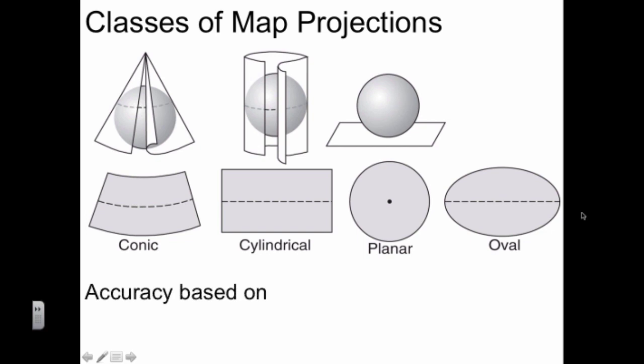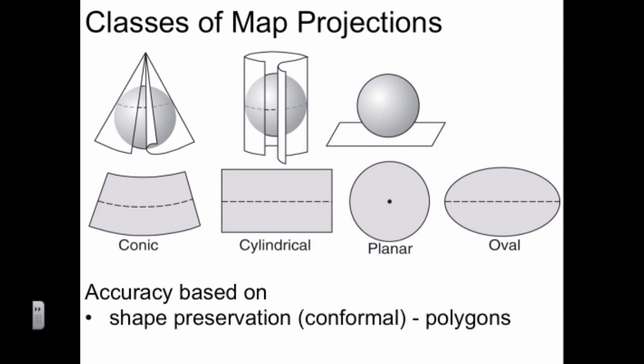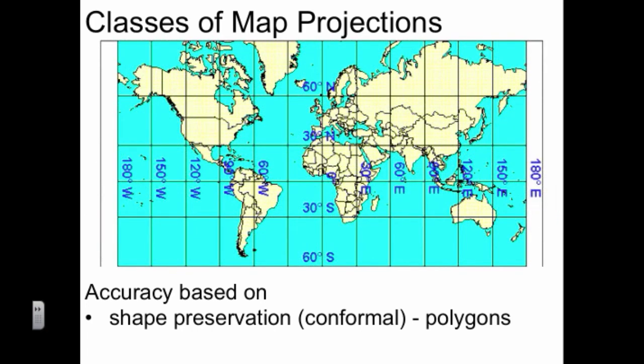But more importantly, I want to talk about how the accuracy of these map projections is determined. There are 2 basic types of projections. The first type is conformal. These projections are designed to preserve the shape of the polygons. Now let me explain what a polygon actually is. Polygons are created by the intersection of latitude and longitude.